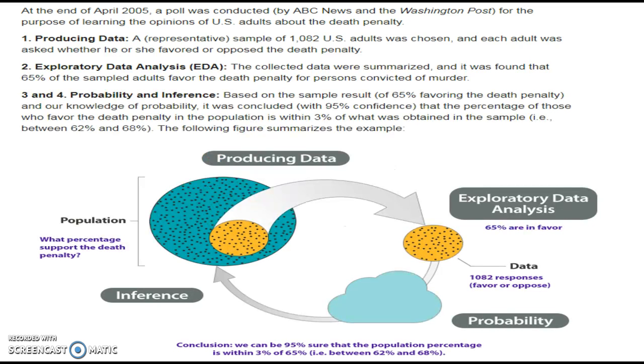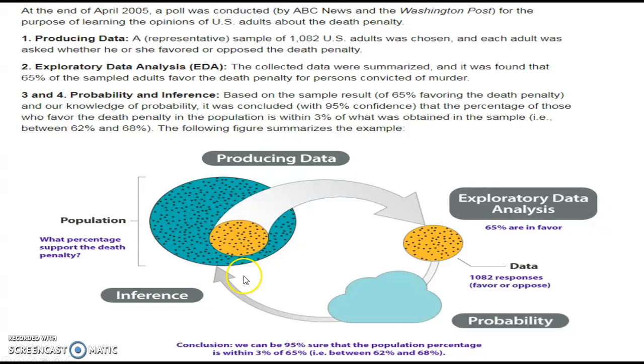So just a quick little example here. At the end of April 2005, a poll was conducted by ABC News and the Washington Post for the purpose of learning the opinions of United States adults about the death penalty. And the first thing that the study did was they produced data. They took a representative sample of a little bit more than 1,082 U.S. adults, and each adult was asked whether he or she favored or opposed the death penalty. So that was the first process. That's this process here, producing data.